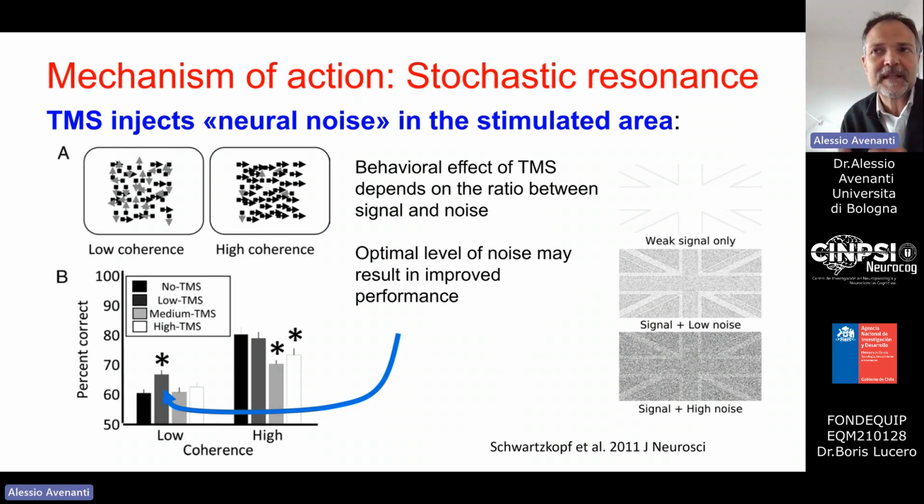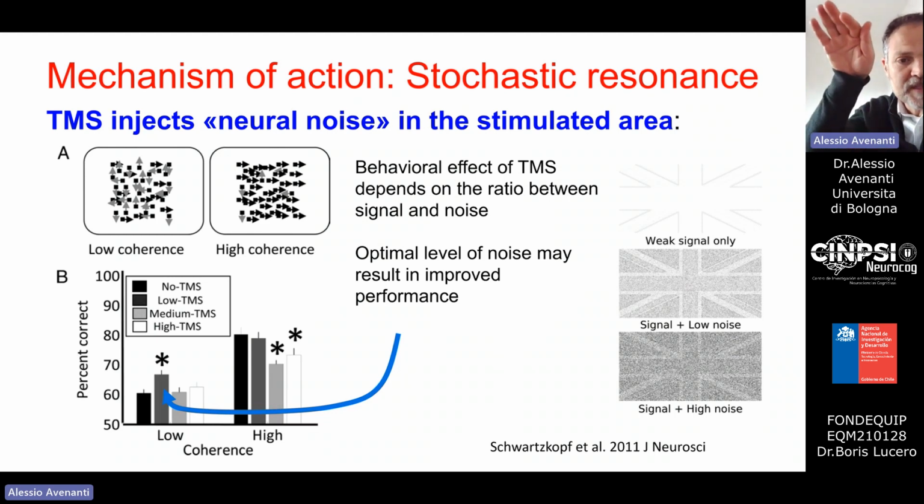In that condition, if we inject noise, perception is probably already very good, and injecting noise can hinder performance. And this is exactly what the researchers found. For example, by stimulating the V5 region with medium or high TMS, introducing a medium or even high level of neural noise, they observed a reduction in performance. So there was a classical virtual lesion effect. On the other hand, in the low coherence condition, participants show a completely different pattern of results.